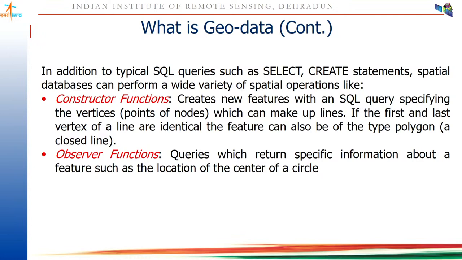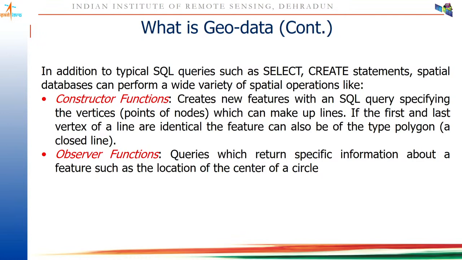It should also have functions like constructor functions. What this constructor function will do is create a new feature within SQL queries by specifying the vertices. These are known as the points or nodes, which can make a line or make up a polygon. If the first and last vertices of the line are identical, then the feature can also be of type polygon. So that means the spatial database management system must have the facility of constructor functions, so that I can create a new feature based on an existing one. By applying this query, a new feature can be created here.